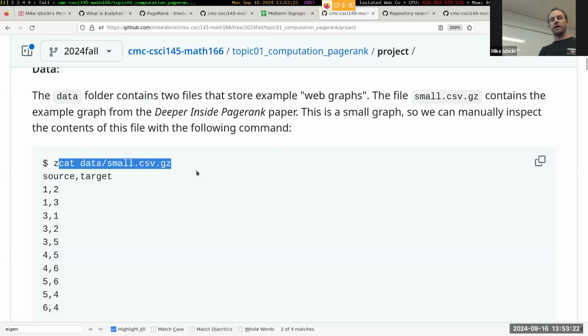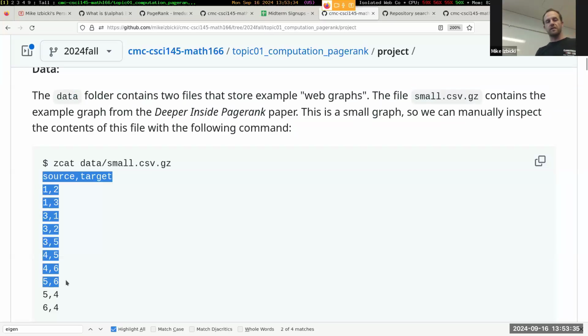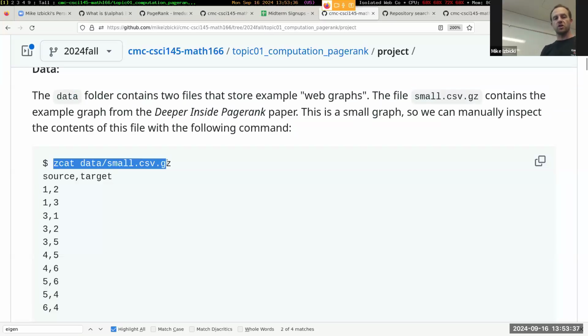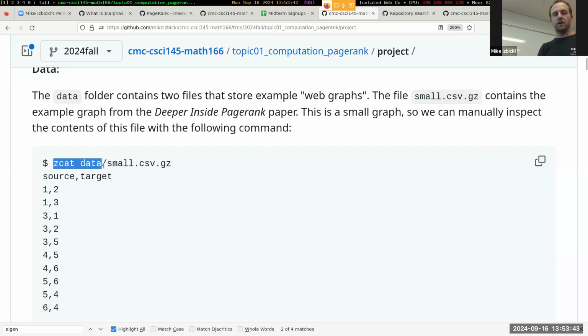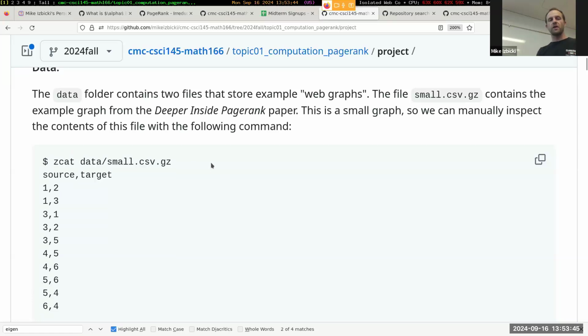The purpose of these commands, all the different terminal commands that I have, is just so that you can see the output of some sort of explanation that I have up above. So here, the purpose of this command right here is just to show you what the format of this file looks like. And you don't actually have to run this command yourself. You're welcome to, but you don't have to.